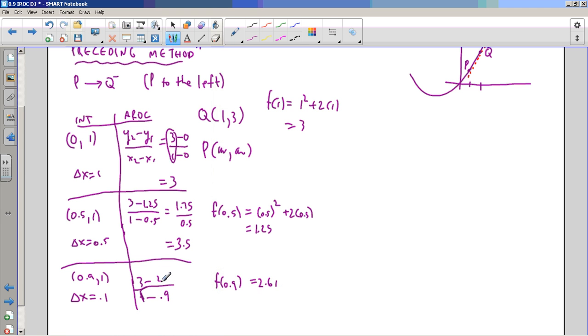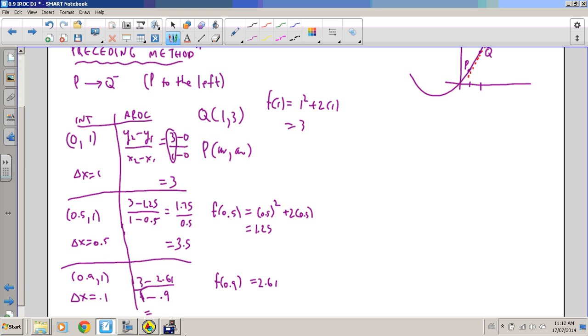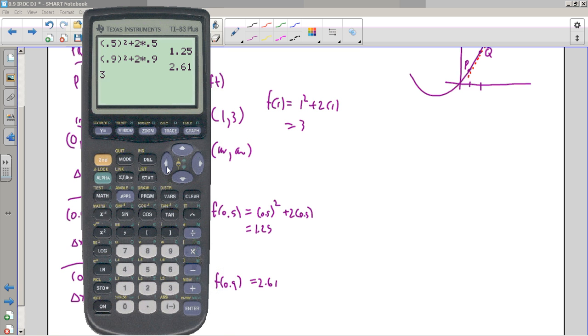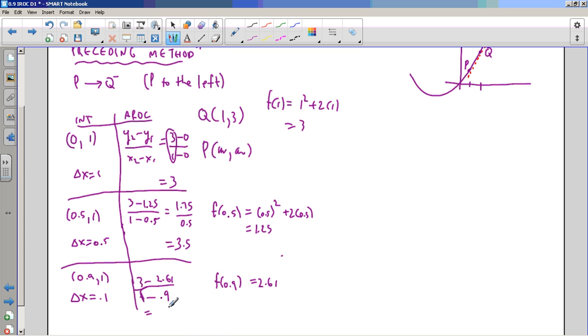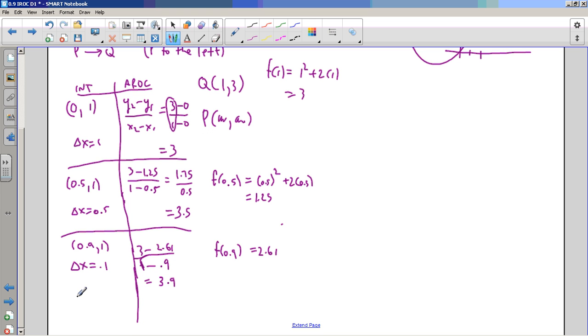2.61, which is going to be, again on my calculator, 3, and if I wanted to, 3 subtract 2.61 divided by 0.1, 3.9. You see a pattern here? 3, 3.5, 3.9. What's the slope of the tangent? What's the instantaneous rate of change going to be? Looks like it's getting closer and closer to 4, right?